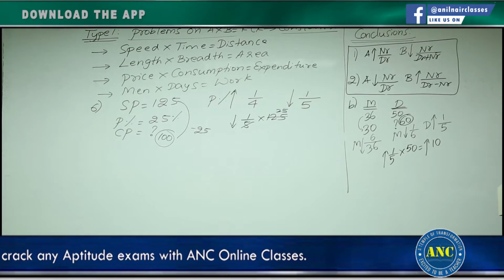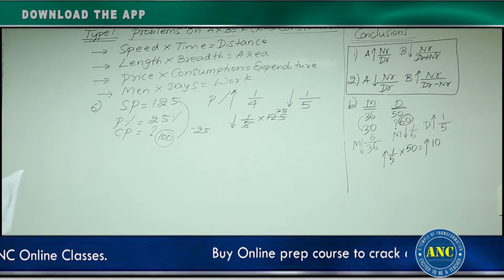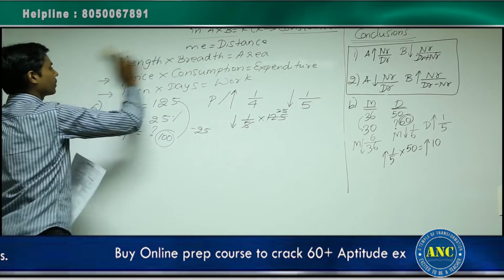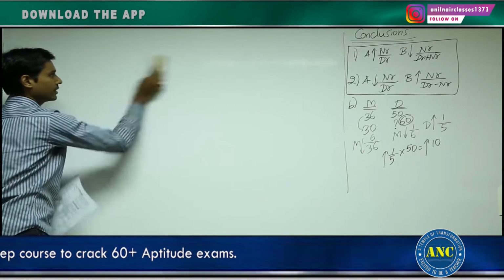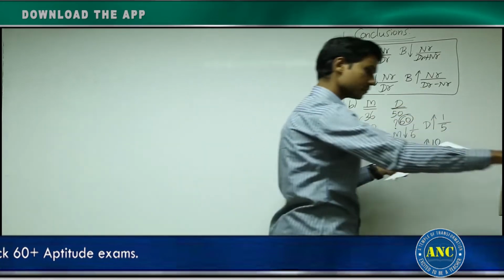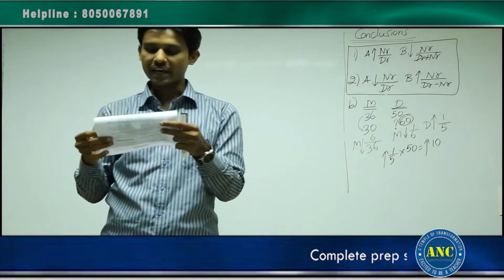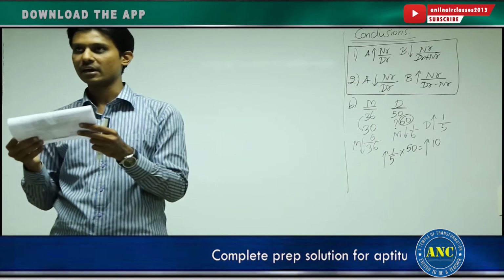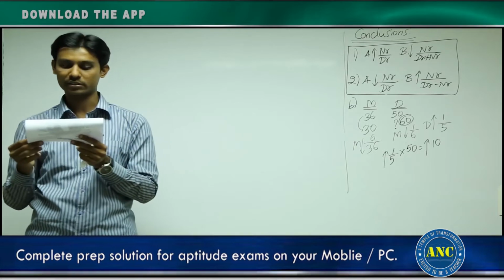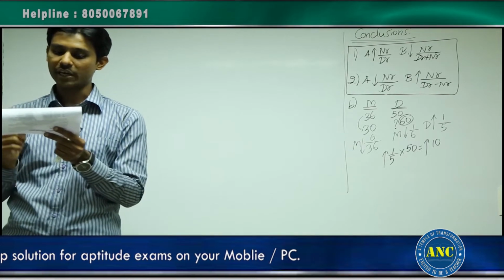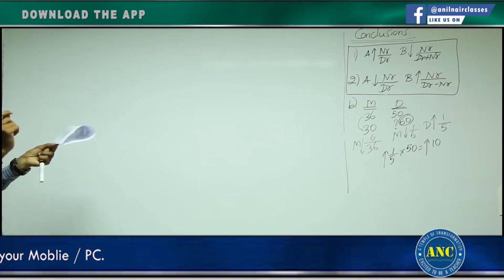Clear? Next. See here. 7th is a good question. This is a question based on time, speed and distance. Seventh question. When speed of a car is increased by 25%, time taken reduces by 20 minutes in covering a certain distance. That means he is covering some distance. Distance is constant. What is the actual time taken to cover that distance by actual speed? They are asking what is the actual time taken.